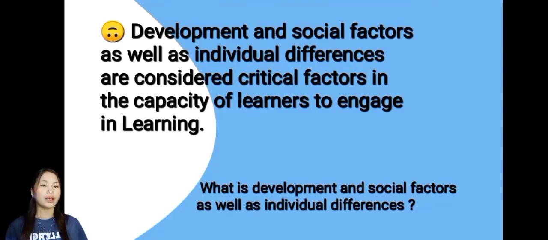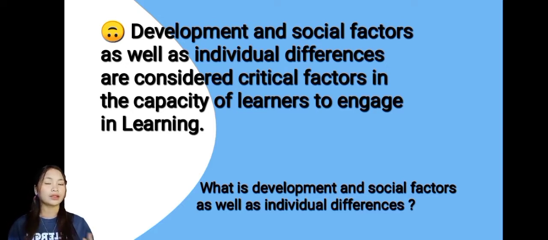So, to start, development and social factors as well as individual differences are considered critical factors in the capacity of learners to engage in learning. It is because every individual learner or student has their own uniqueness, differences, diverse development, and also social influences.